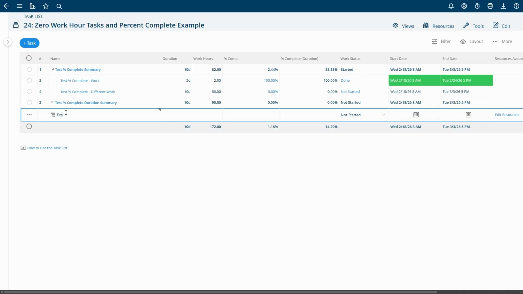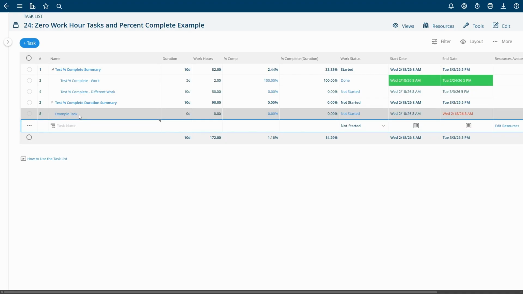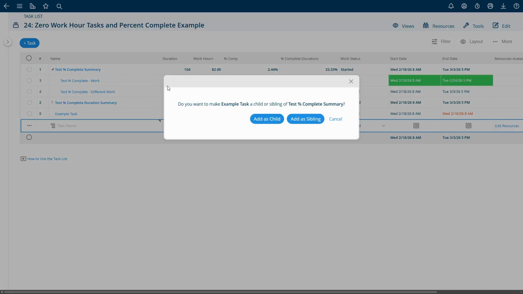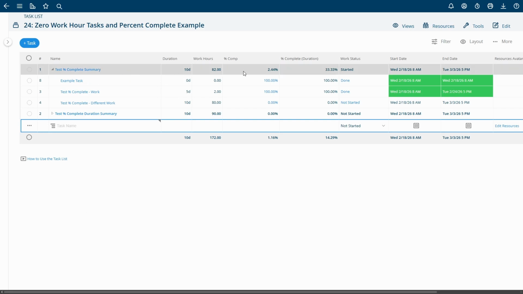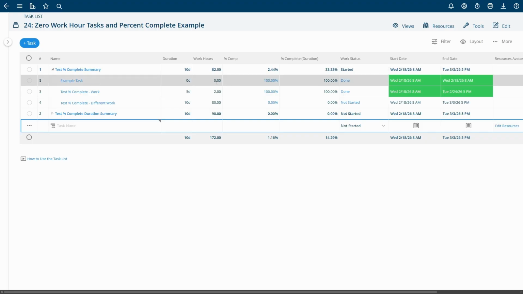Now if we take a task that has 0 hours and add it as a child task to task percent complete summary and mark it as complete, you'll see that no change has been made to the summary task total percent complete, as tasks with 0 work hours have 0 level of effort and thus have no weight.